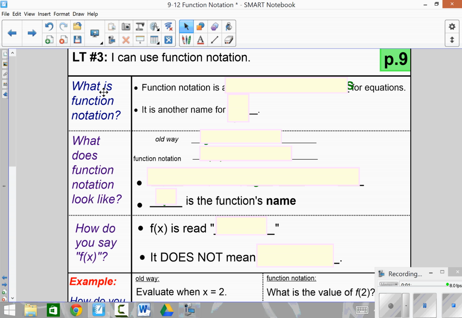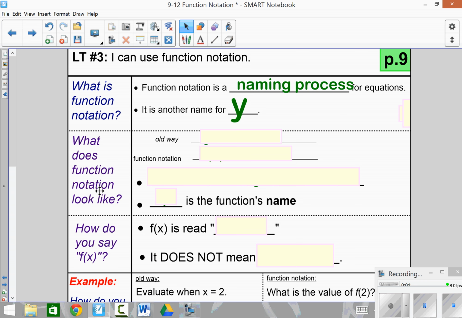So let's start off with the vocab. What is function notation? Function notation is a naming process for equations. In other words, it's another name for y. We're used to using the variable y, and function notation is going to change that y. It's a naming process.